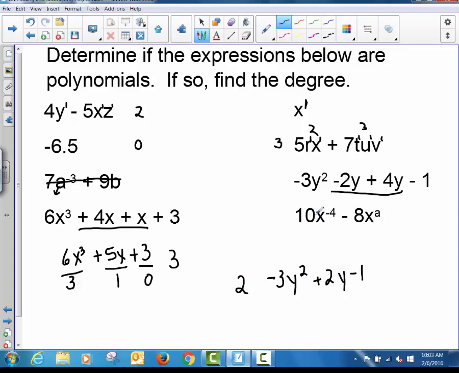And then finally, we've got this one. It's no good in two ways. It has a negative exponent, and it has a variable as an exponent. So this one is not a polynomial.